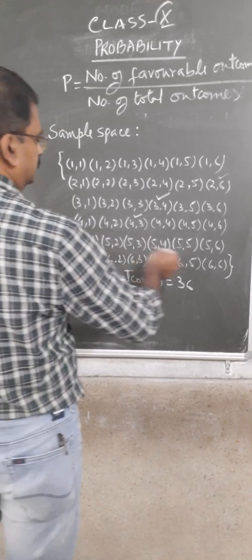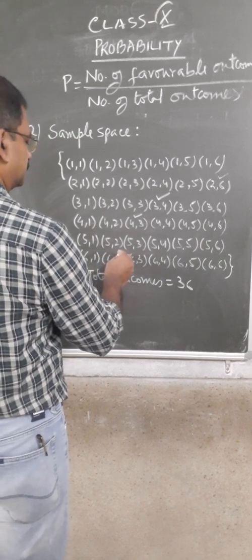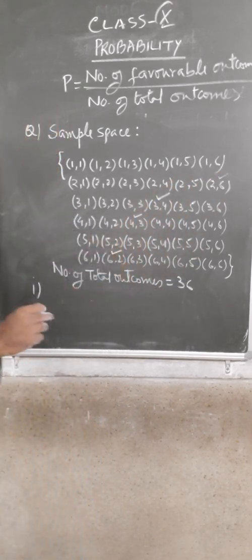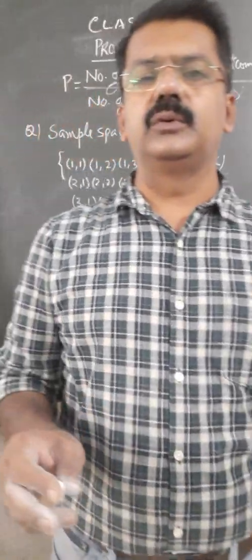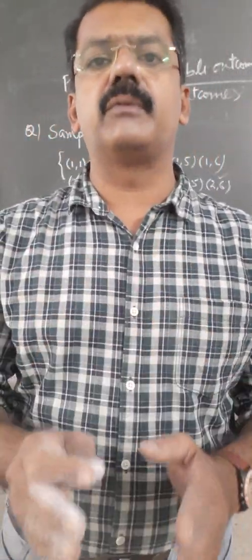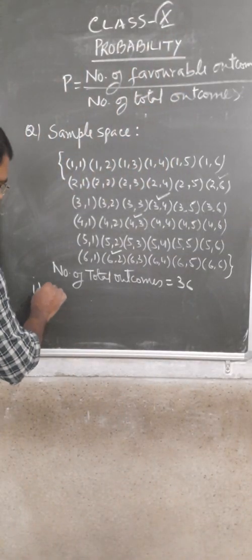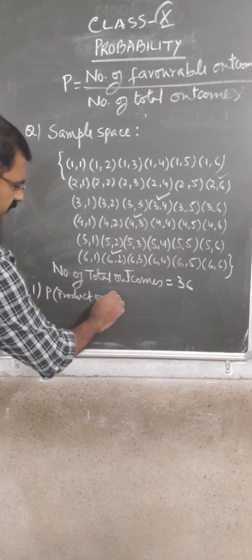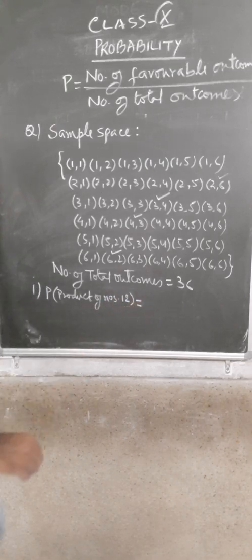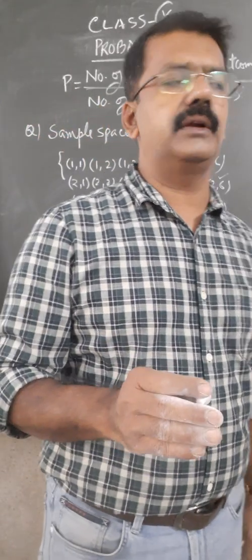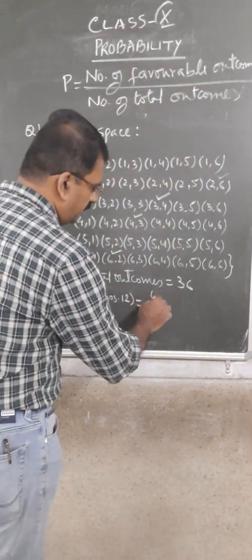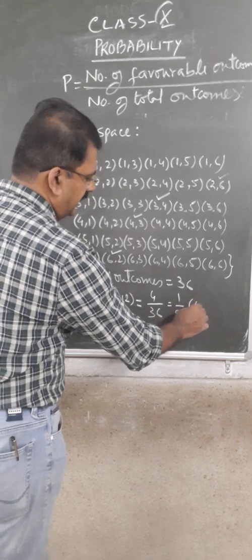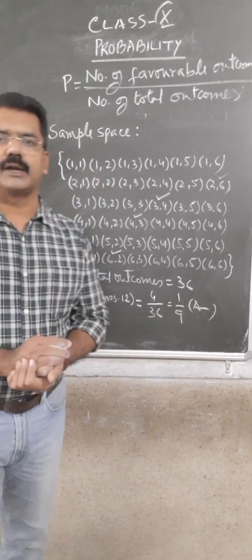Next, 6 into 2, 12. So how many are there? 1, 2, 3, 4. So 4 favorable outcomes are there: 2, 6, 6, 2, 3, 4, 4, 3. So for the probability that the product of the numbers is 12, the favorable outcomes are 4 and the total outcomes are 36. So 4 by 36, or you can say 1 by 9. The answer is 1 by 9.